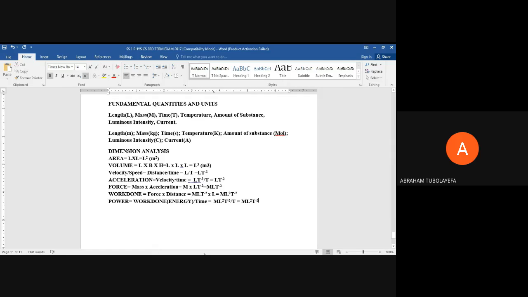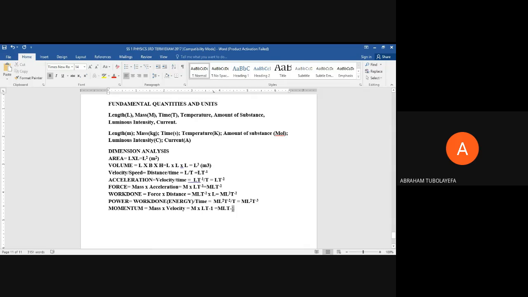If I'm to take another one, let me add on that one. Let's take momentum. You've not dealt with momentum before, so let me just bring it up to you. The general formula for momentum is mass times velocity, mv. We have mass as M, and velocity as LT to the power of minus 1. So the dimension for momentum will be MLT to the power of minus 1.